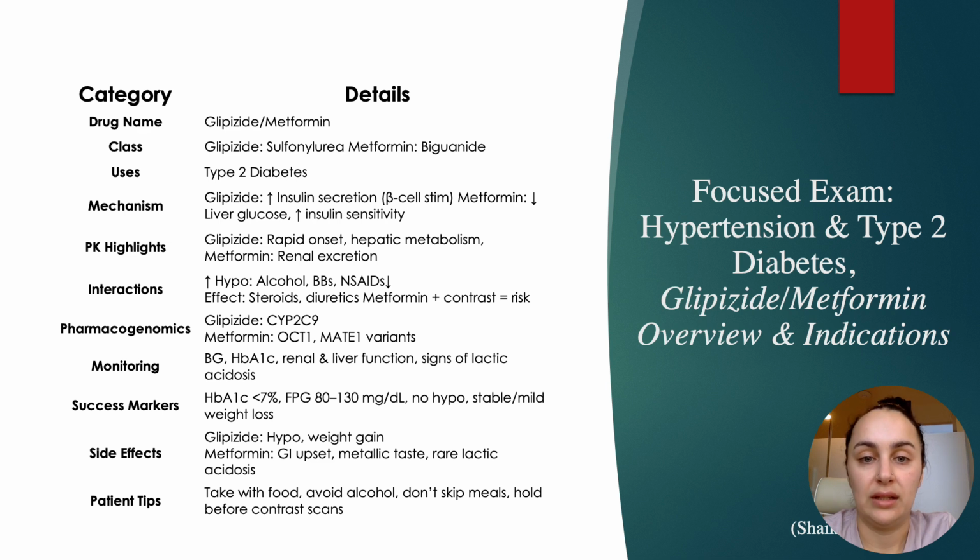The next focused exam is hypertension and type 2 diabetes. The medications prescribed are glipizide, metformin, and the overview and indications are listed here in the chart to the left. The patient who presented is a 38-year-old male who came to the clinic with a history of hypertension and diabetes.